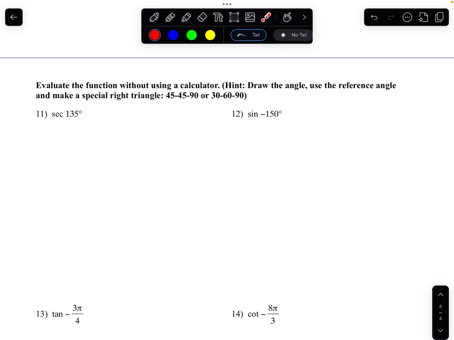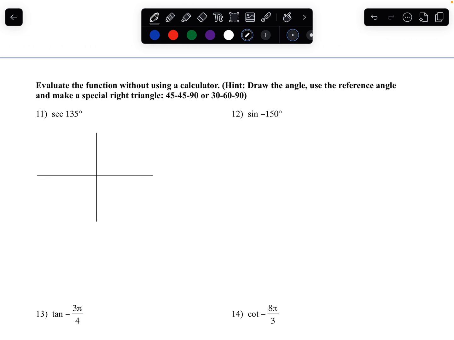Okay, evaluate the function without using a calculator. So draw the angle, use the reference angle, and make a special right triangle. And that's what we're going to do for these ones right here. So we're going to draw the angle. So go ahead and draw just a coordinate XY plane, and then we're going to draw 135 degrees.